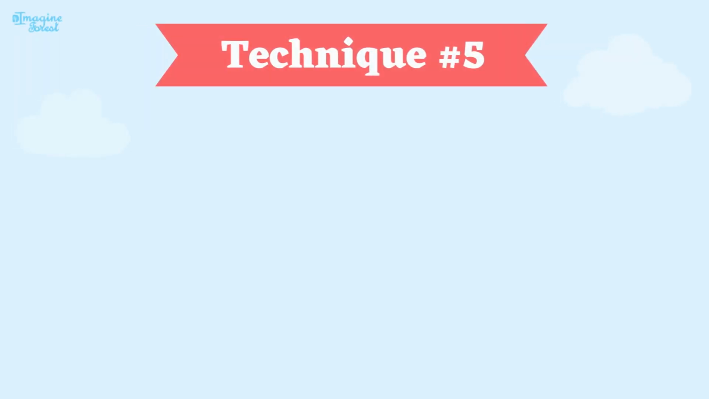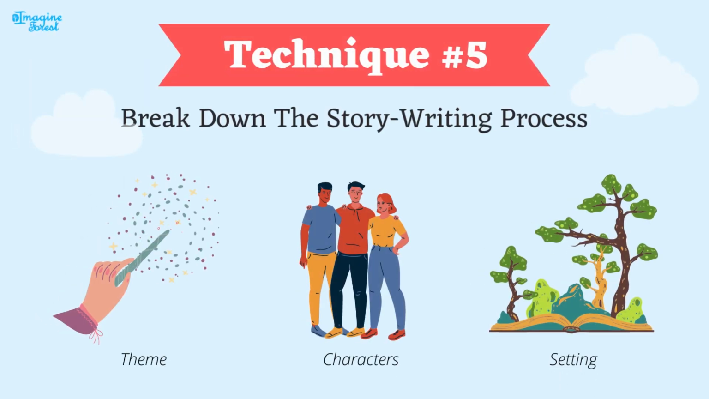Technique 5. Break down the story writing process. Every story has common elements, such as a theme, characters and settings. Pick any of these story elements, and focus your attention on generating ideas for this single element. For example, for characters, try to create 3 character profiles for potential villains in a story. Or with settings, describe a fantasy setting in great detail.